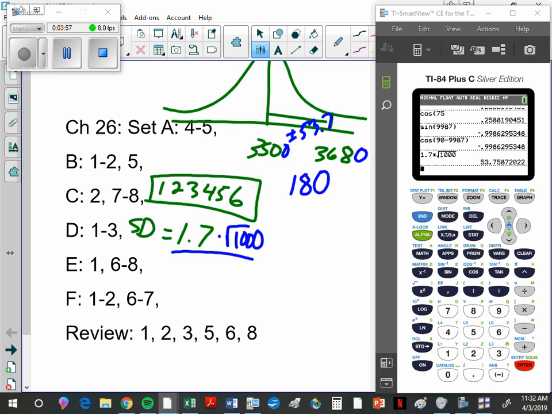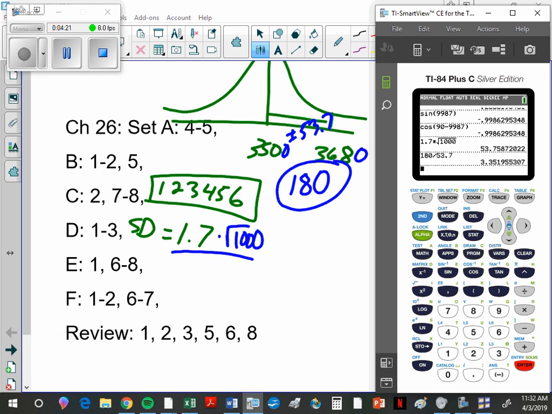Well, 180 divided by 53.7 is 3.3 SEs. Is that very likely? No. What's the chance of that? It's like 0.00001 or something like that, right?